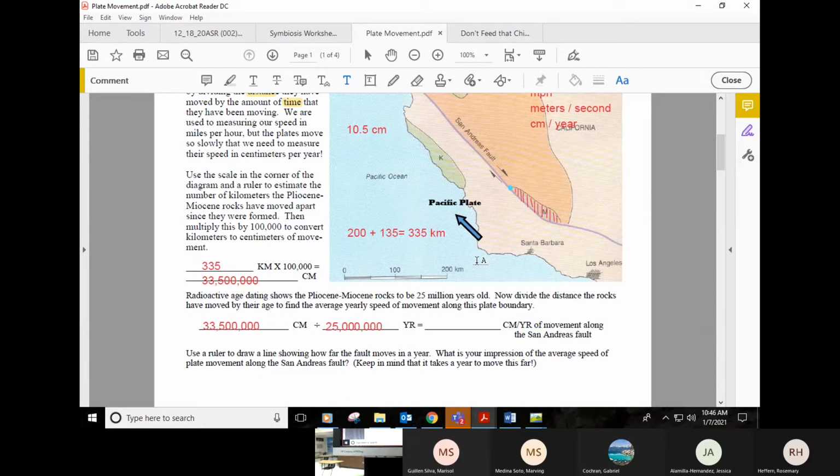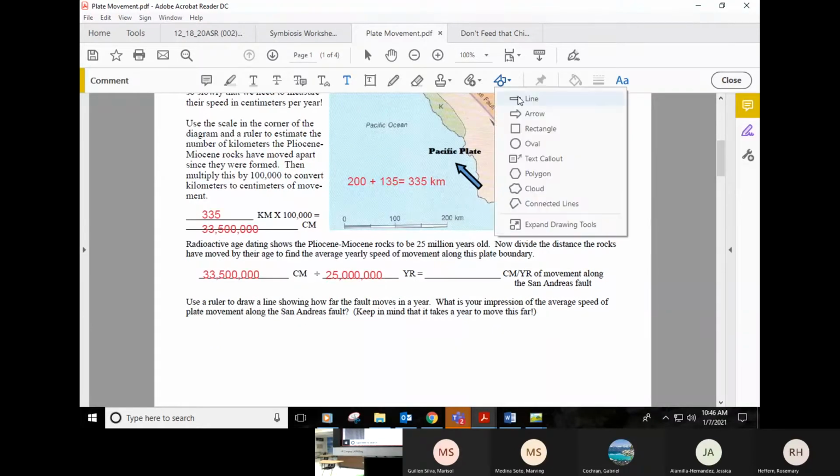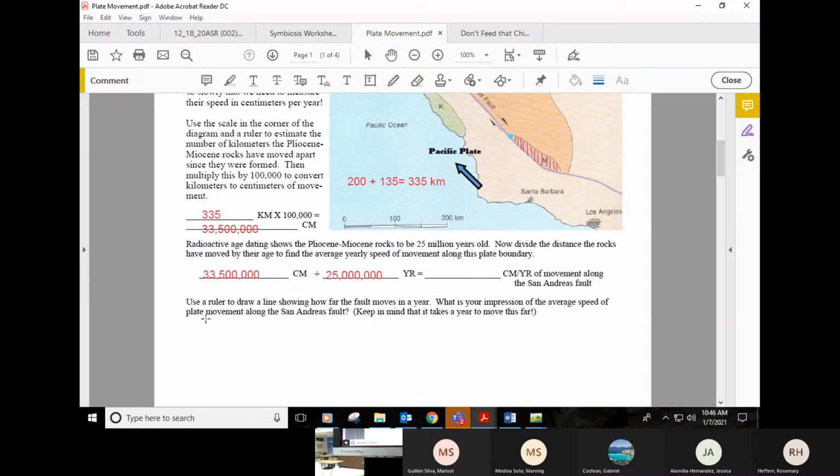Okay, so when I've done this, I've found that basically it's about the same amount of distance as the word movement takes up on this paper. So it's asking you to use a ruler to draw a line that shows how far the fault moves in a year. And that would be this answer right here. But since we don't have a ruler to do that, we're just going to draw a line that's about the size of the word movement. Now, if this was printed out on regular paper, that would be about the movement that occurs in a year.